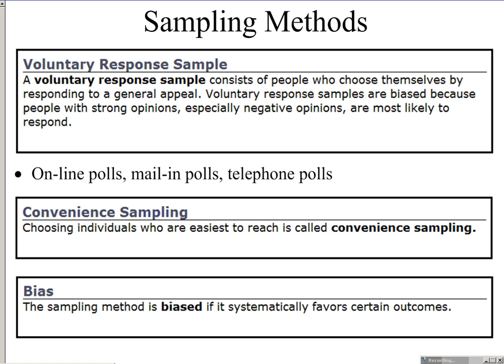Convenience sampling. Choosing individuals who are easiest to reach is called convenience sampling. Convenience sampling, again, would most of the time result in a biased sample because you're not using statistical methods in creating your sample. A sampling method is biased if it systematically favors certain outcomes. Remember that definition. A sampling method is biased if it systematically favors certain outcomes.